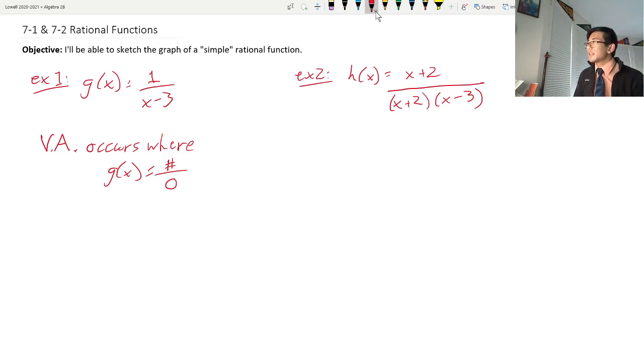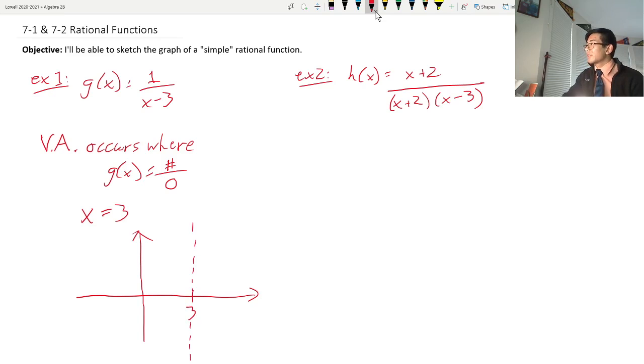Well, you can see in the denominator, we have x minus 3, and so the value of x that makes that happen is 3. So our vertical asymptote is going to happen at x equals 3. And so I'll draw a rough sketch here. Here's 3 right there. And so we know we cannot plug in x equals 3. By the way, our domain for this one is that x cannot equal 3.